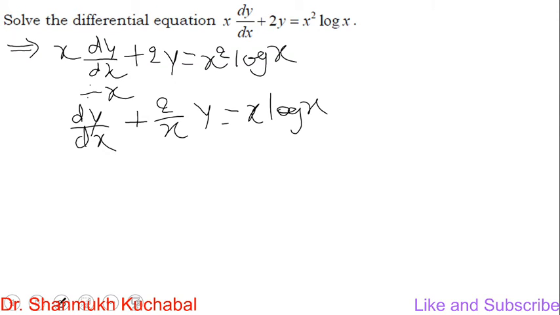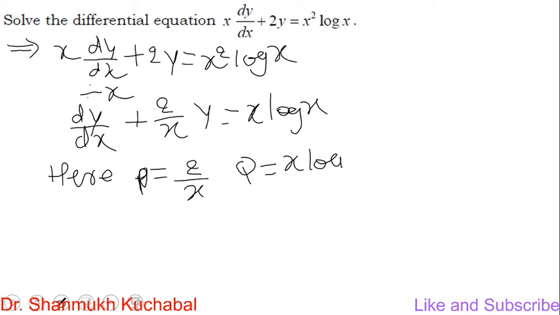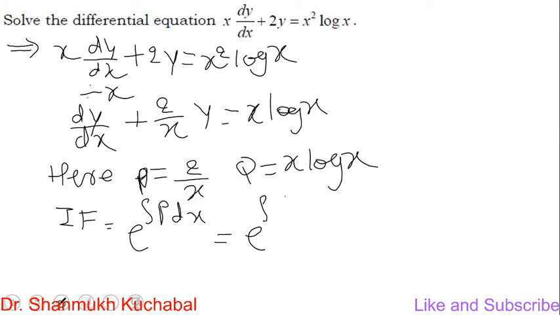The y coefficient is P, therefore in this example the value of P is 2 divided by x, and the value of Q is x log x. So we get the values of P and Q. Now we should find the integrating factor. The integrating factor is e raised to integration P dx, so it is e raised to integration 2 divided by x dx.